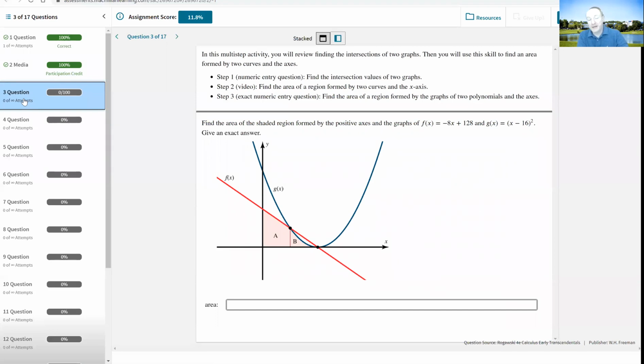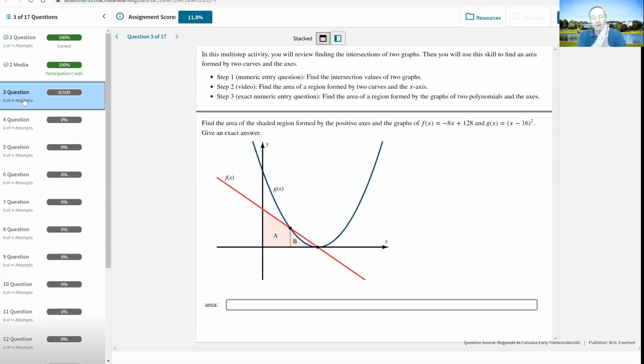So now it's giving me an application of that one. And this, it could be, well, it probably is one of the harder problems in this section, especially for it to be so early on. It's asking us to find the area of the shaded region formed by the positive axes and the graphs. So it's wanting us to find shaded region A plus shaded region B.